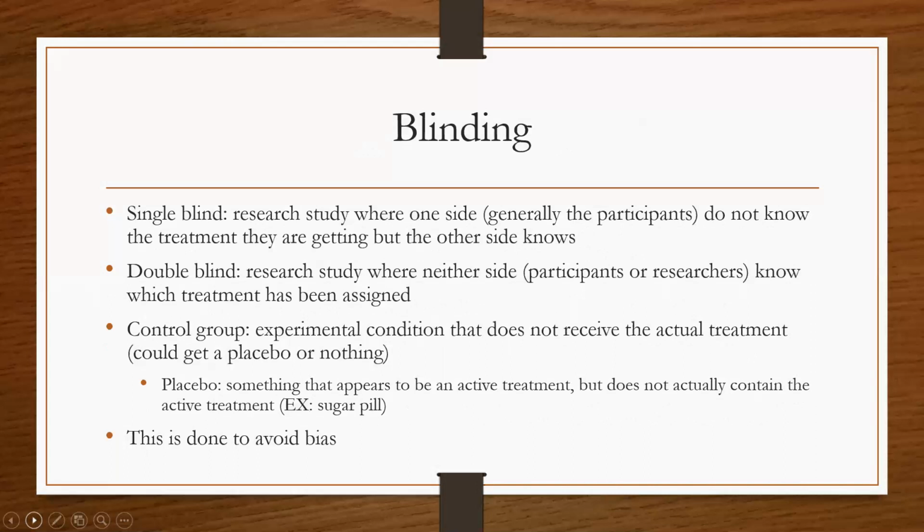You have the control group, where they don't receive the actual treatment. They either get a placebo or they get nothing. A placebo is something that appears to be an active treatment, but does not actually contain active treatment. An example of this is a sugar pill instead of some other kind of pill. People think that they're getting some kind of treatment, but they don't get it at all, just to see how much they change based on getting nothing.